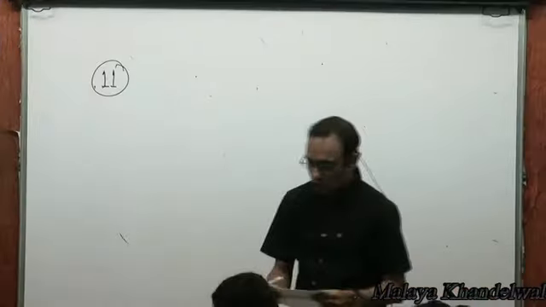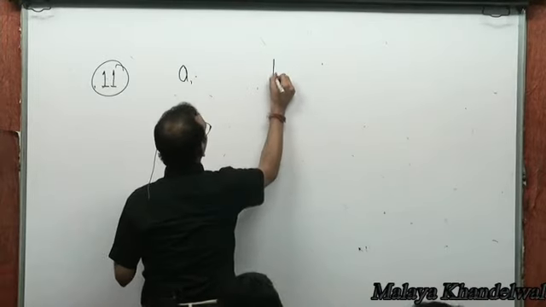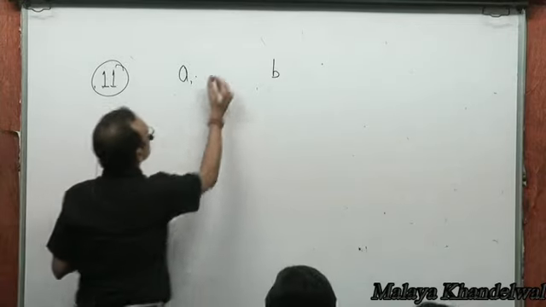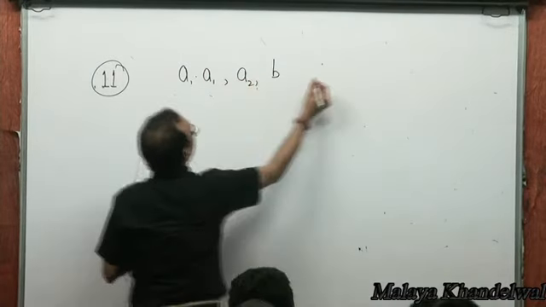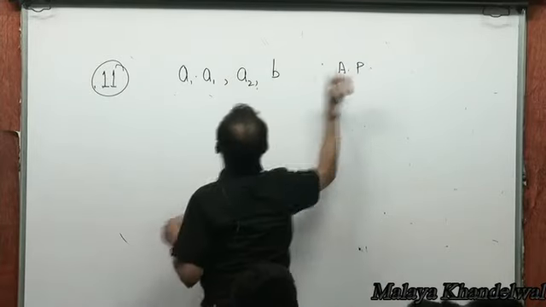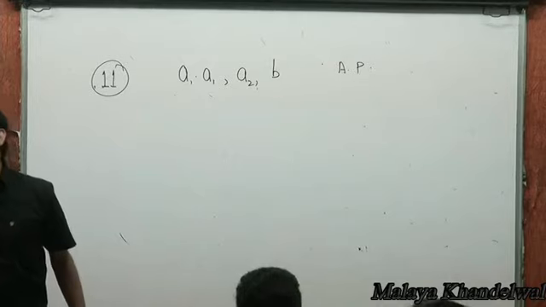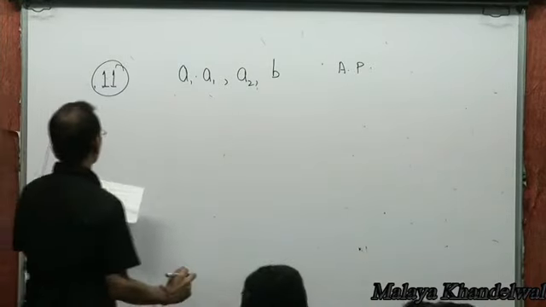If between any two numbers A and B, two arithmetic means are inserted, it means A, A1, A2 and B must be in AP. This is what it means by inserting two arithmetic means between A and B, right?